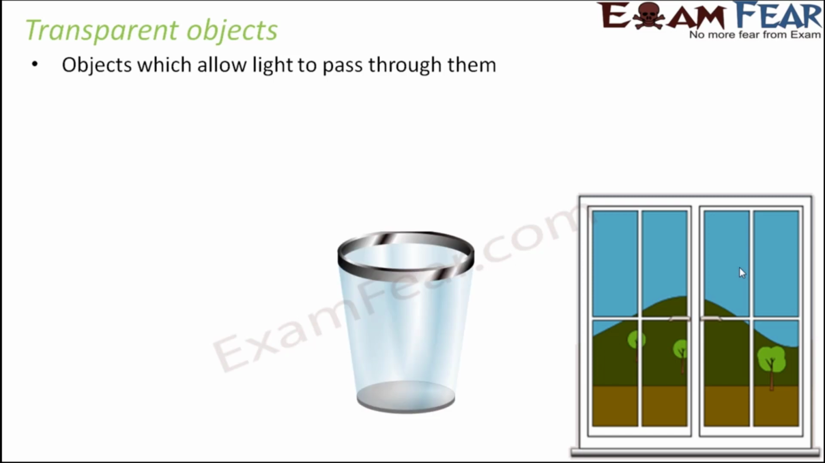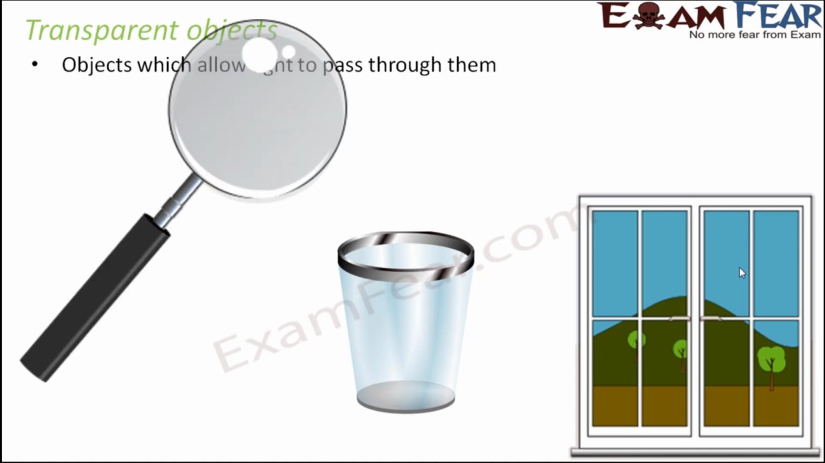Similarly, you think of a glass. When you look through this glass, you can see what is there inside the glass. But if you take a stainless steel glass, you will not be able to see what is there inside the glass. That's because here also the glass is a transparent object, so it allows light to pass through it.